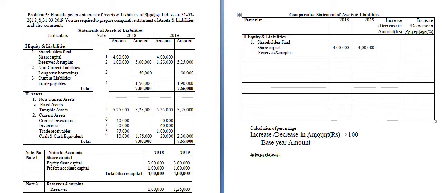Now next one is reserves and surplus. What is the amount of reserves and surplus for the year 2018? It is 1 lakh. And details of reserves and surplus is given here in note number 2. Heading is reserves and surplus. Under that we have only one, that is reserves. For the year 2018 it is 1 lakh and for 2019 it is 1 lakh 25,000. Write the both amount here. In 2018 it is 1 lakh and in 2019 it is 1 lakh 25,000.